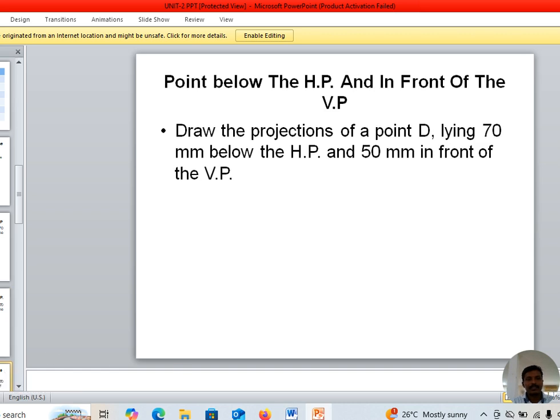And the fourth condition is the point below the HP and in front of the VP, which means the object is in the fourth angle projection plane. The condition is: draw the projections of a point D lying 70 mm below the HP and 50 mm in front of the VP. In front means the downward direction, so both are in the downward direction.